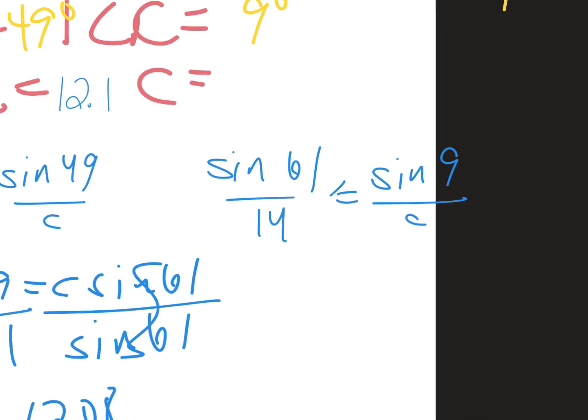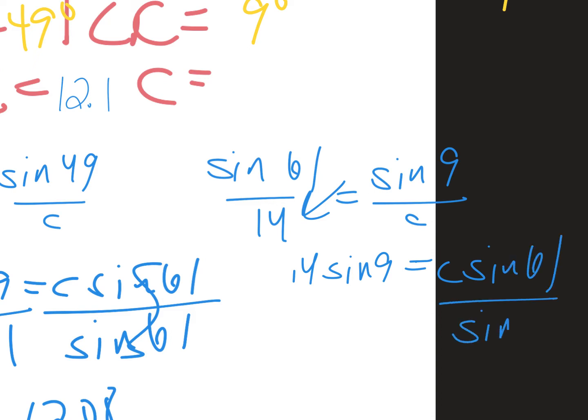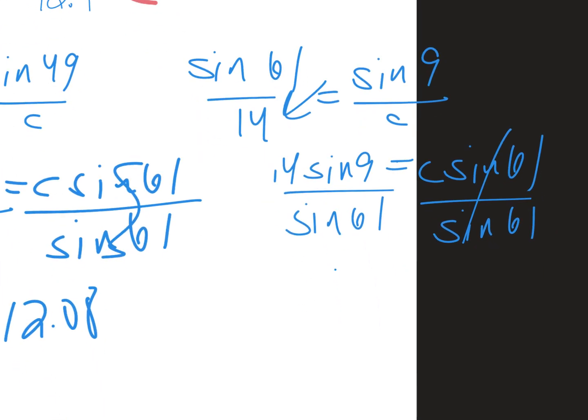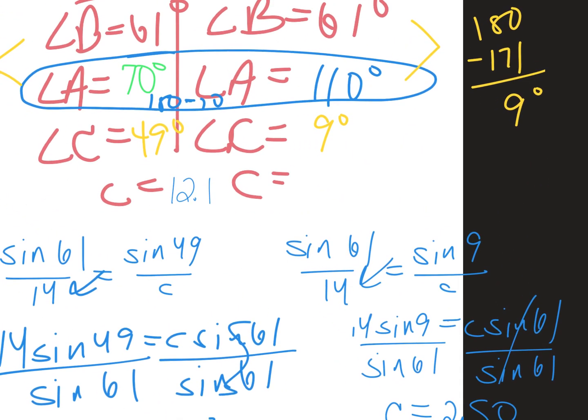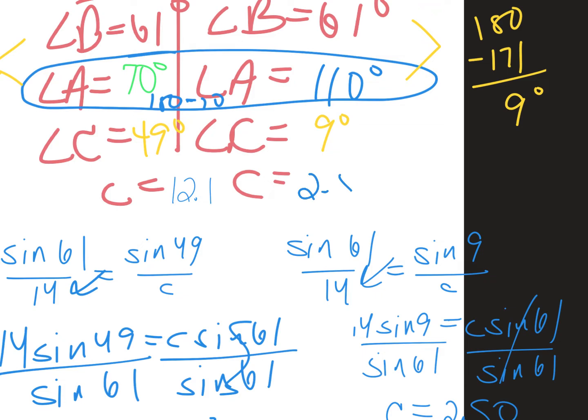So then here, same thing. 14 times the sine of 9 equals C times the sine of 61. Divide by sine 61. And I get C is about how much on this side? I got 1.91. So 2.504. You could leave it depending on how they round. They say 2.5. If you round to the nearest whole number, it'd be 3, right?